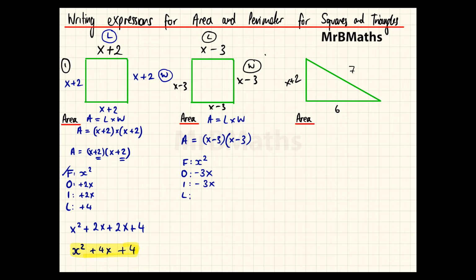And then we've got the last, so minus 3 times minus 3. So remember, 2 minuses make a plus, and then 3 times 3 will give us 9. So that will give us plus 9.